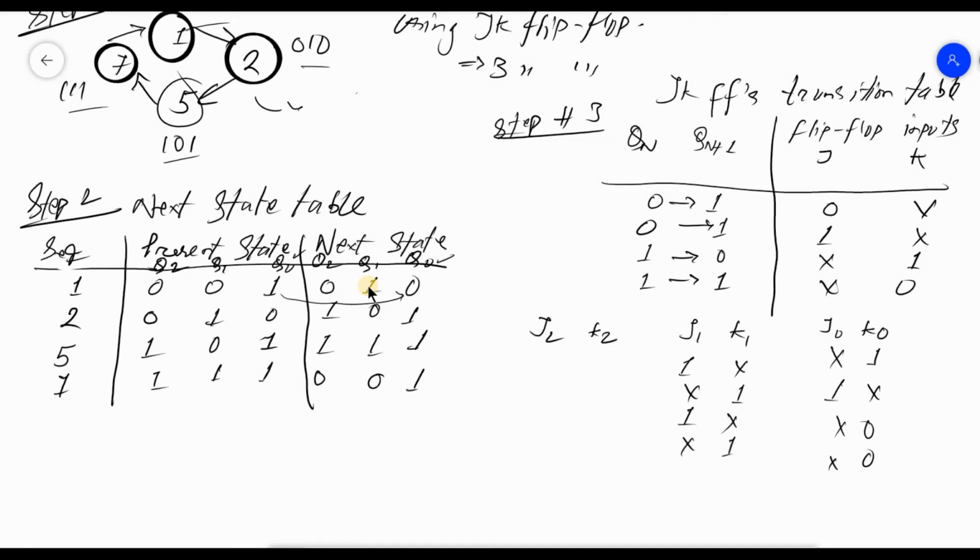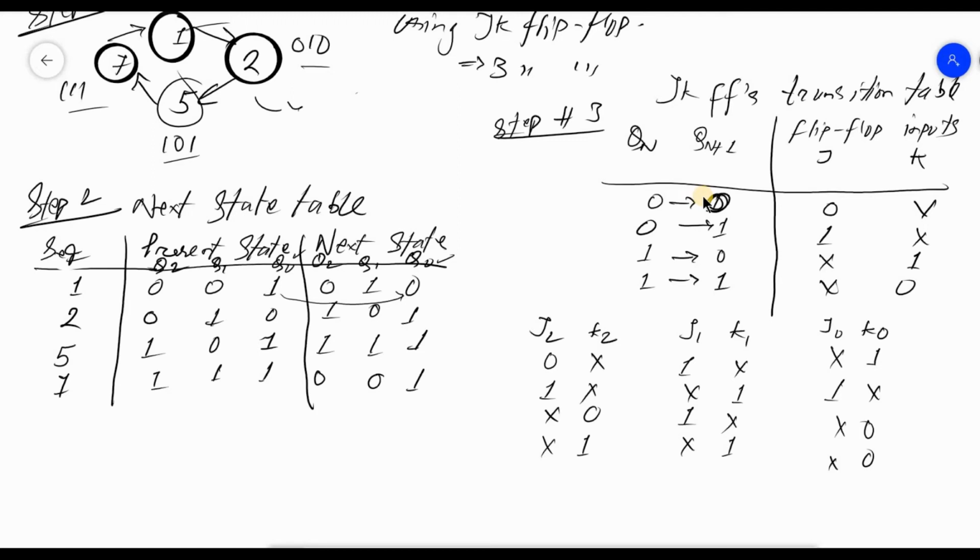And then for J2, we can see that the change is from 0 to 0. This one will be 0 to 0. This one will be 0 to 0. For 0 to 0, the change is 0 and don't care. Again, we have 0 to 1. For 0 to 1, it is 1 and don't care. Then we have 1 to 1, which is don't care and 0, and 1 to 0, which is don't care and 1. So we have got the values for our J0, K0, J1, K1 and J2, K2.